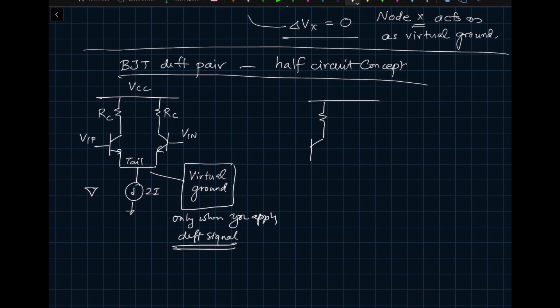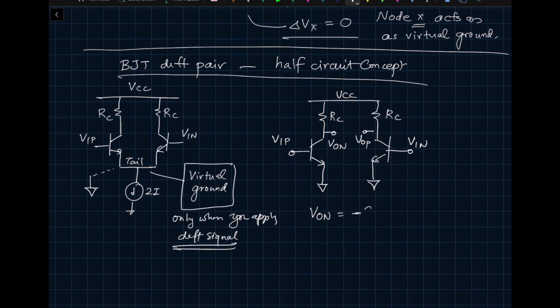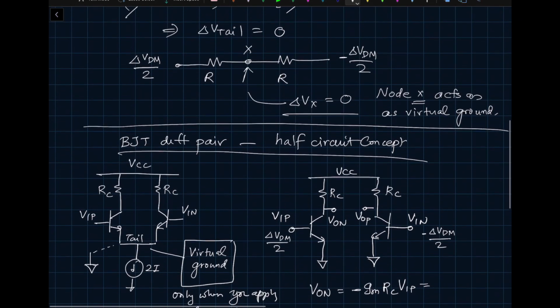Since I said kind of, I would just use a dotted line here, and this is the virtual ground, and this is VIP, this is VIN, RC, RC, and this is VON, this is VOP. Now here we can analyze that VON will be equal to minus gmRC VIP, which is equal to, since we are applying delta VDM divided by 2 on this side, and on this side we are applying minus delta VDM divided by 2. We can write this expression.